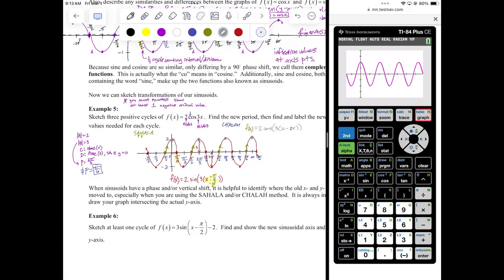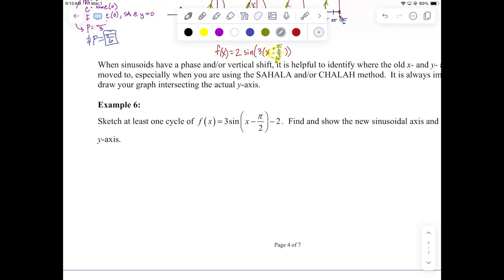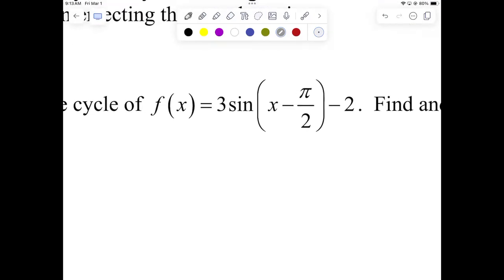Look what we're doing on example 6. Sketch at least one cycle now, instead of 3, of this graph. Find and show the new sinusoidal axis. Let's talk about what this is doing. What is the 3 going to do to this function? Just in terms of stretch or compress: a vertical stretch by a factor of 3. The minus pi halves moves it what direction? Right pi halves, and the minus 2 moves it down 2.